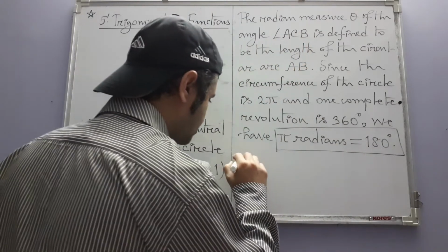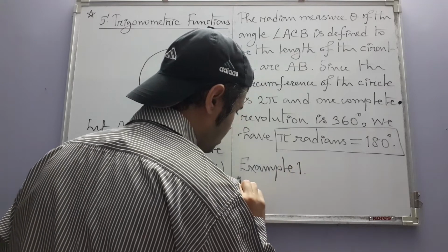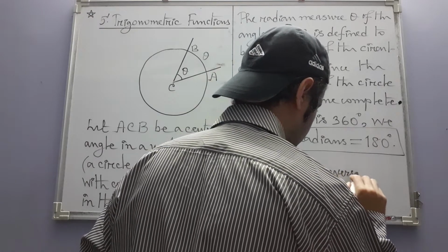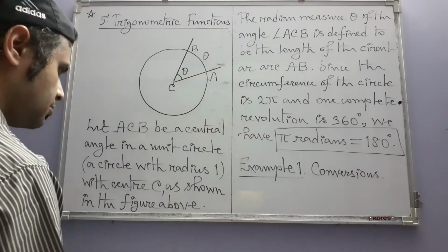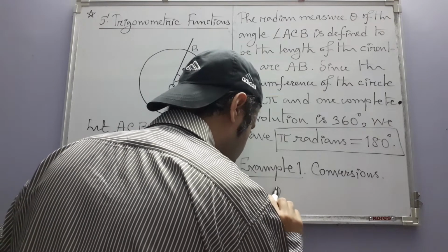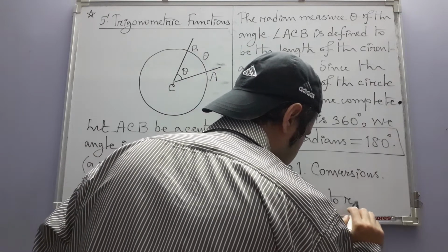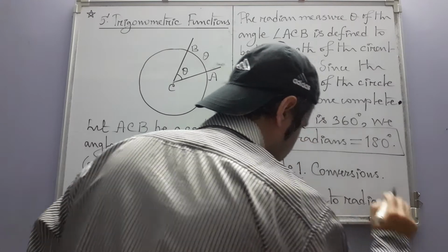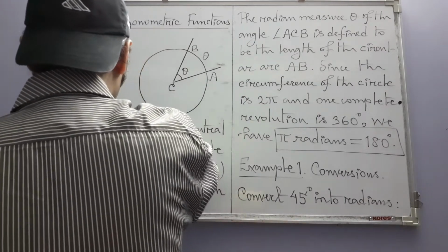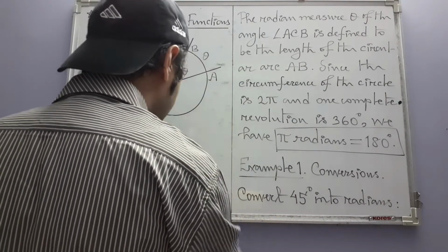Okay, now we next see the first example of this section, which is about conversion from one unit into the other. Conversions. Convert 45 degrees into radians. To do that, we look at that relation: 180 degrees equals pi radians.